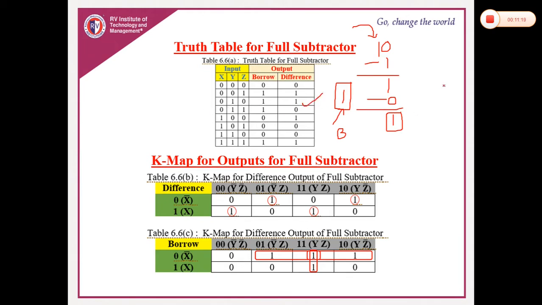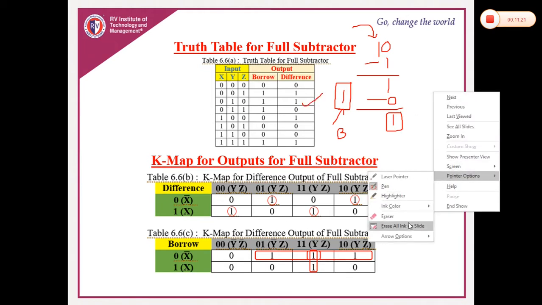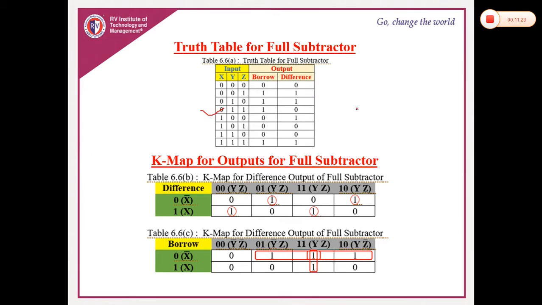Is it okay? For the next combination, we will see 0 1 1. For 0 1 1, 0 minus 1 is 1, it is not possible, right? So we have to take borrow. Whenever we take borrow, borrow is equal to 1. Then it will become 1 0. 1 0 means 2. 2 minus 1 is 1.